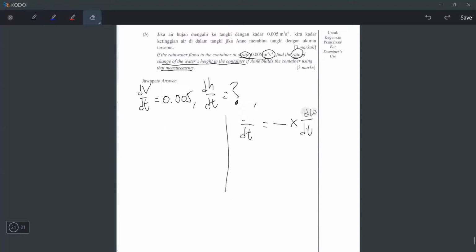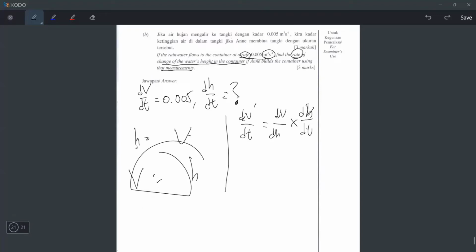Of course dv dv dh dh. Okay, because v is volume, h is height. Where is there a formula that uses volume to find h? It must use height to find volume, right? The equation, the subject of the equation means the equation will be v in terms of h. It's not h in terms of v, right? That's why it's like this, all right?